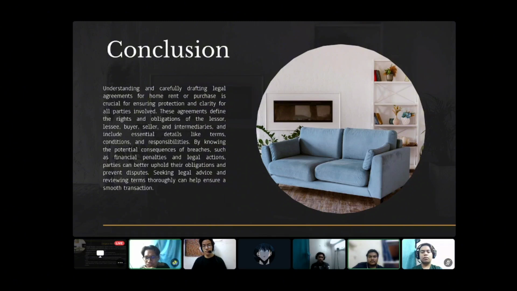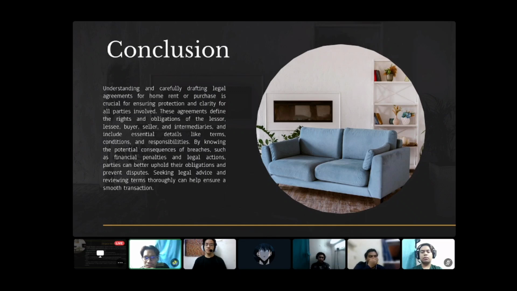So for the conclusion of our presentation, understanding and carefully drafting legal agreements for home rent or purchase is crucial for ensuring protection and clarity for all parties involved.